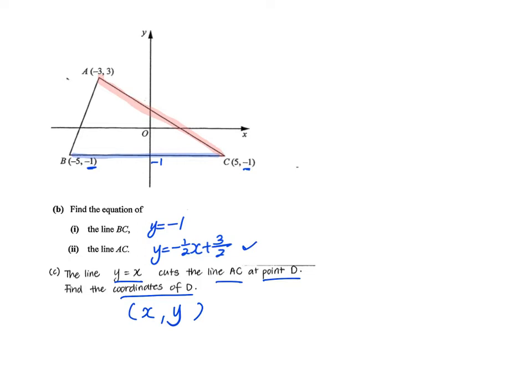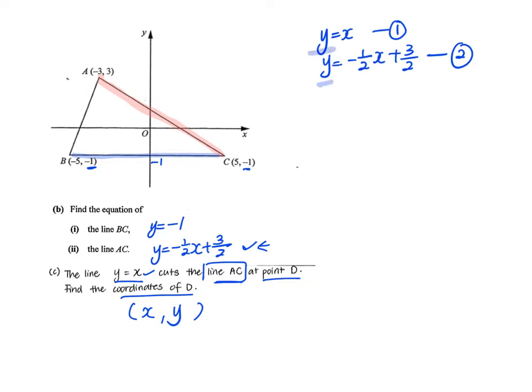What are the 2 equations that I have? First, they tell me the line y equals x. So equation 1, y equals x. This is equation 1. And then equation number 2 cuts the line AC, so I use the equation for the line AC: y equals negative half x plus 3 over 2. That's equation number 2. Well, I notice this is already y and this is also y, right? So both of them are y.